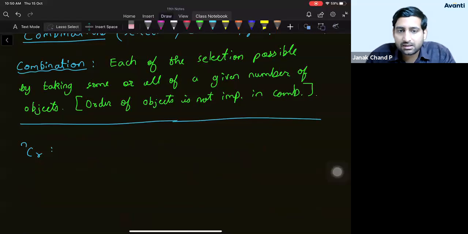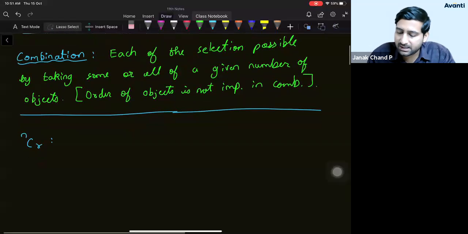Fine. So here what I'm saying, students, is that the definition of combination is each of the selections possible by taking some or all of a given number of objects. The definition of permutation was exactly this only, but instead of selection we wrote arrangement, and then we also added the words in a definite order. But in the definition of combination, in a definite order is not written. And in the bracket, I'm telling you extra information: order is not important in combination.